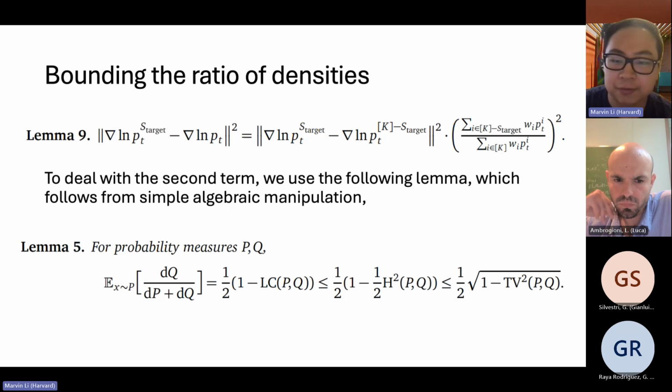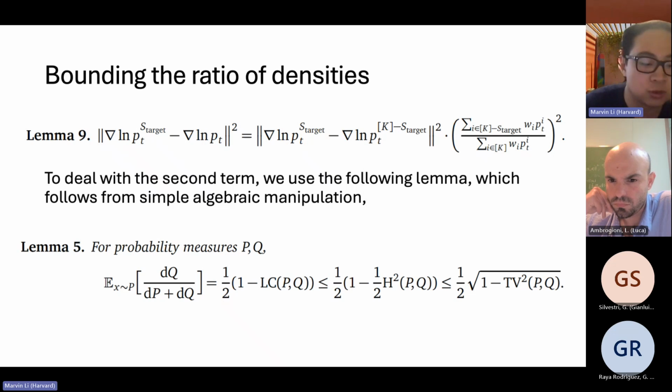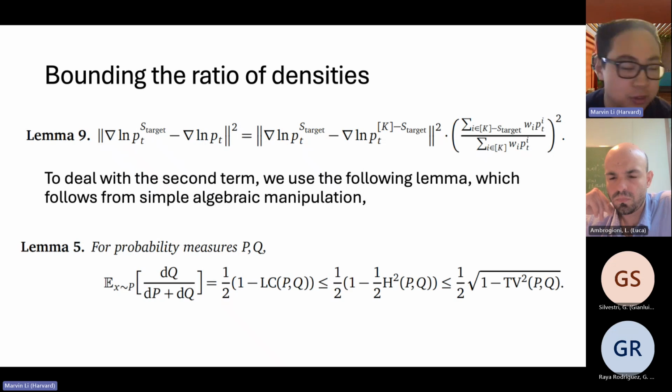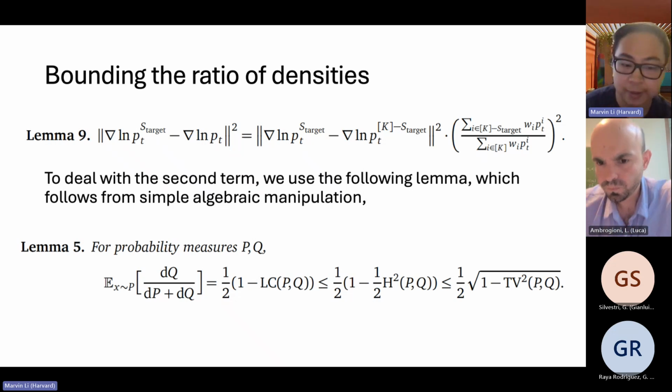In terms of bounding the second difference, we use some simple algebra. It turns out that if you draw a sample from P and then compute the ratio of the PDF Q over P plus Q, that can be bounded by various F-divergences. Most importantly, the very rightmost one: if the total variation between these distributions is close to 1, then the ratio is small. This makes a lot of sense intuitively.